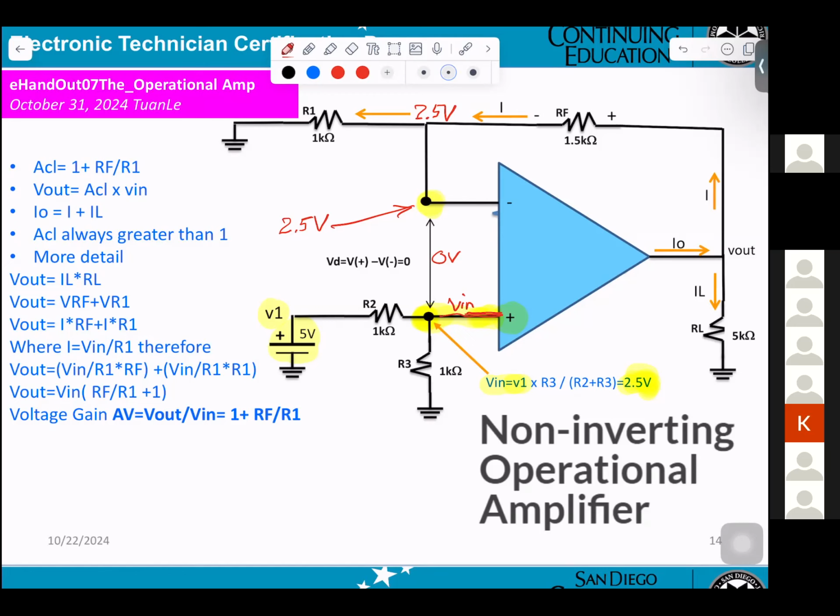Okay, again. If you really want it, first thing you have to calculate the V in. V in means directly into the positive. Using the voltage divider, you calculate and you get V in 2.5. At this one is 2.5, then this point here is also 2.5 volt. And this is just a wire, so at that point also 2.5.